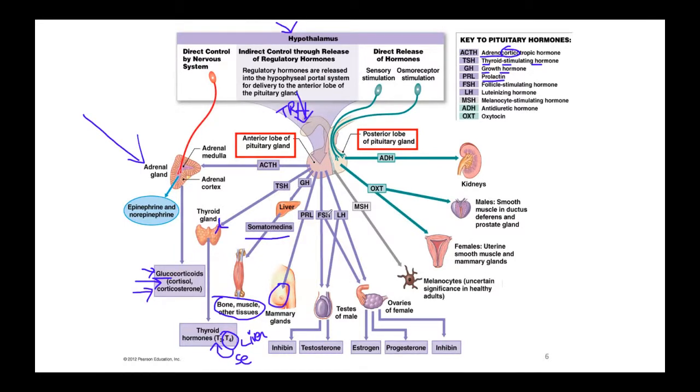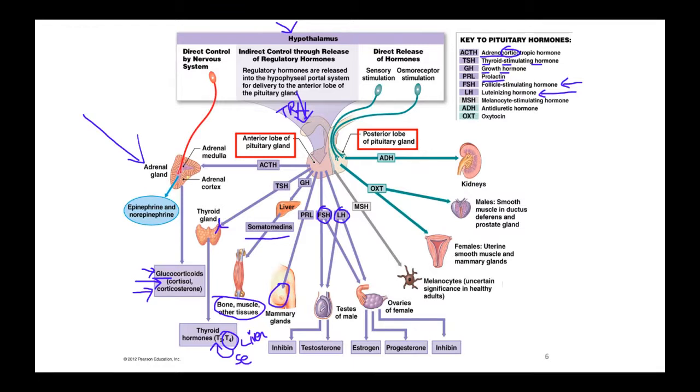The anterior pituitary can push out follicular stimulating hormone and luteinizing hormone. So we have FSH, follicular stimulating hormone, and luteinizing hormone. These affect both the male and female reproductive organs. FSH is going to affect the testes, and it will also affect the ovaries in the female. So will LH, which is luteinizing hormone. It affects both the testes and the ovaries.